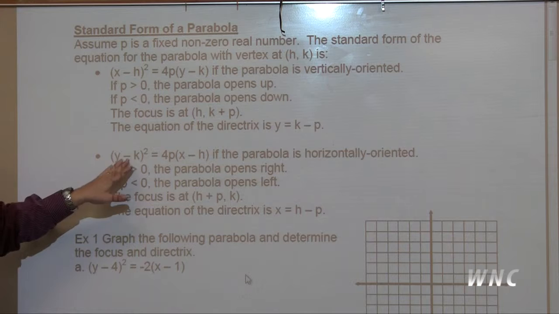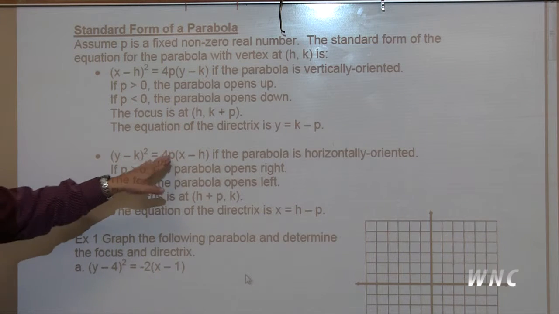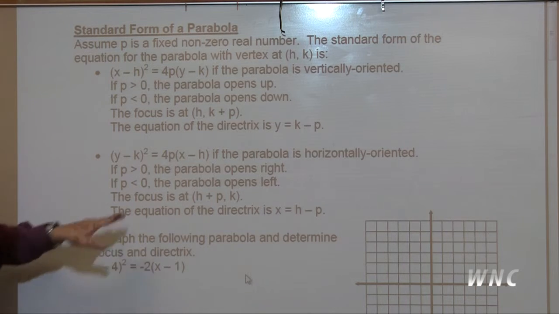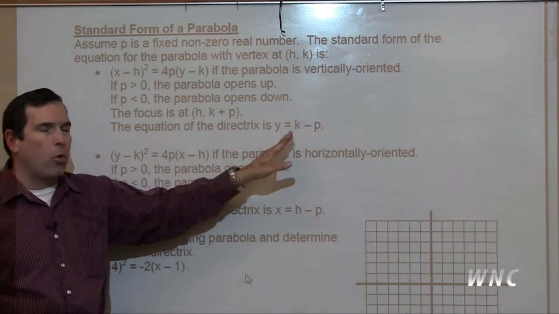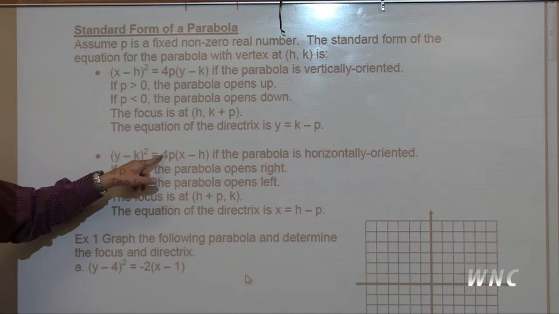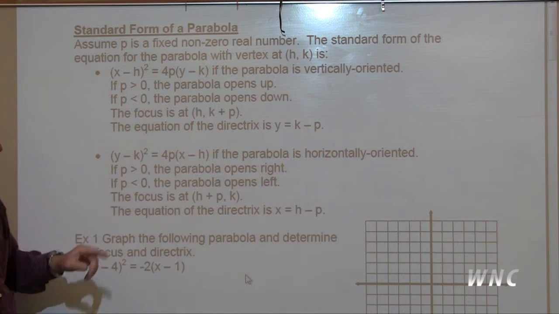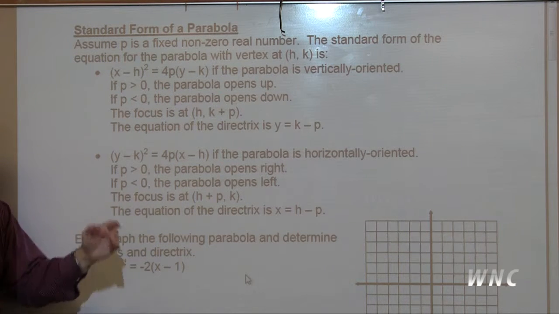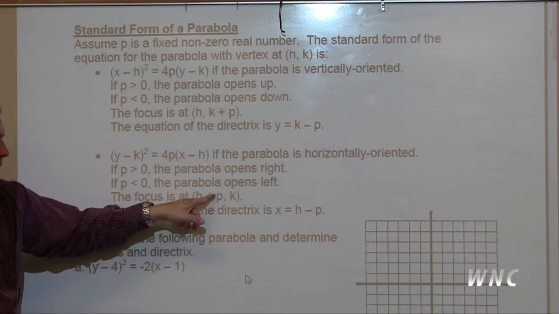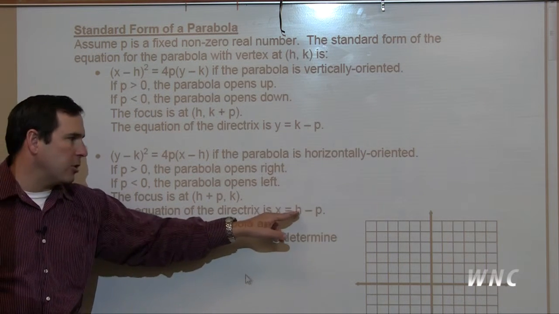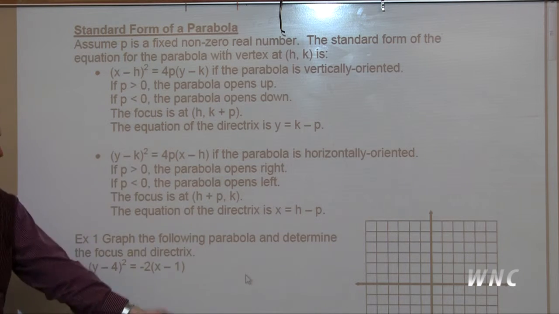Now, notice in this case, the y part's squared, the x part's not, versus the previous situation. So if the y part is squared, it's going to open horizontally. (y minus k) squared equals 4p times (x minus h). Again, if p is positive, it opens to the right. If p is negative, it opens to the left. The focus is at (h plus p, k). And the equation of the directrix is x equals h minus p. That'll be a vertical line.